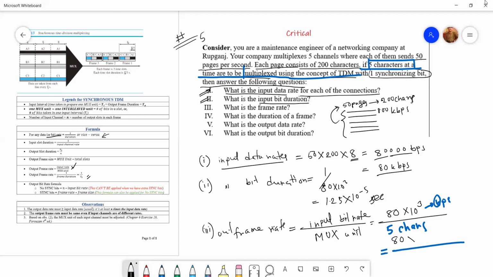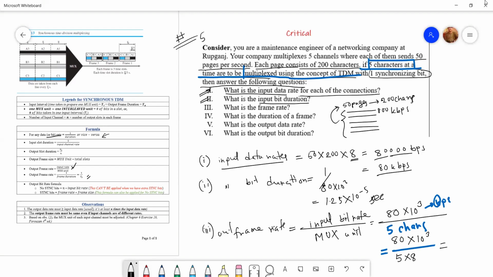As you have done the upper portion, the 80 into 10 to the power 3, your denominator will also be 5 characters. So that means 5 into 8. That will give you the answer, because you have to keep everything in the same unit.